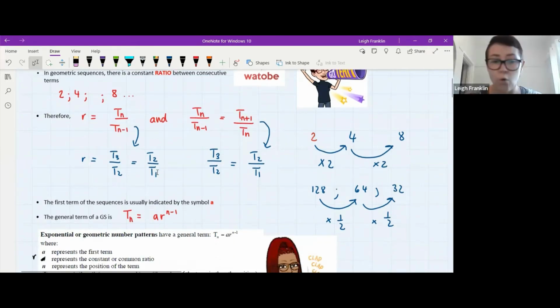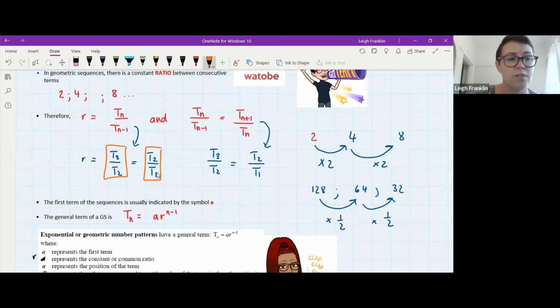All right, so how do we calculate R, the constant ratio? As follows. It's always the next term divided by the previous one. Okay, so very, very important. That's something that a lot of matrics seem to forget. So it's either term 3 divided by term 2, or term 2 divided by term 1. As long as it is a consecutive next term divided by the previous term, it's fine. Even if I wanted to say that R is term 9 divided by term 8, that's fine.